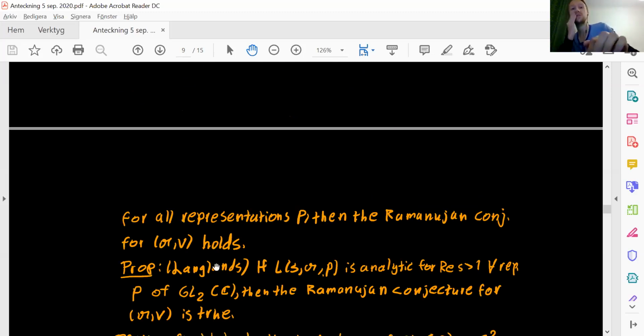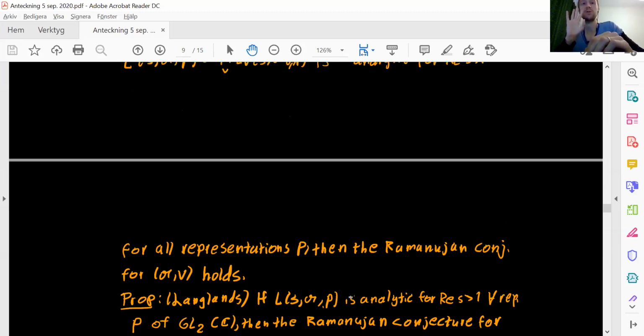So here's the proposition by Langlands. If L S pi P is analytic for all S with real part greater than 1, and for all representations P of GL2C, then the Ramanujan conjecture for pi comma V is true.